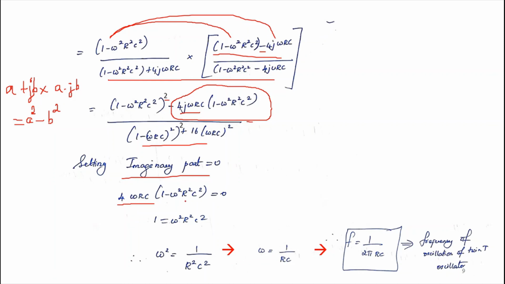Again, this 4 omega rc term can be neglected, because if I bring this term to the right hand side, it will be made 0. So this can be neglected. So now I can write 1 minus omega squared r squared c squared is equal to 0. Now if I expand the equation, I can write it as 1 equal to omega squared r squared c squared. So omega squared becomes 1 divided by r squared c squared. I need to find the value of omega. So omega is found as 1 by rc. Therefore from this you can find the value of f. Omega is equal to 2 pi f. So therefore I can write the value of f as 1 by 2 pi rc.